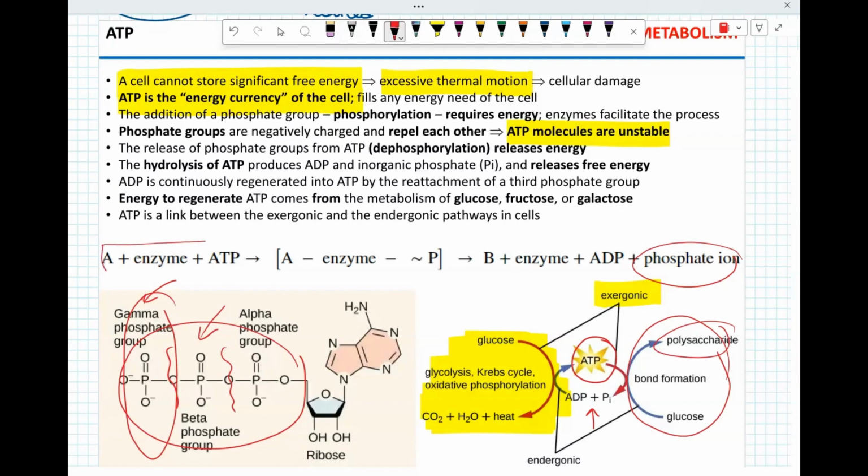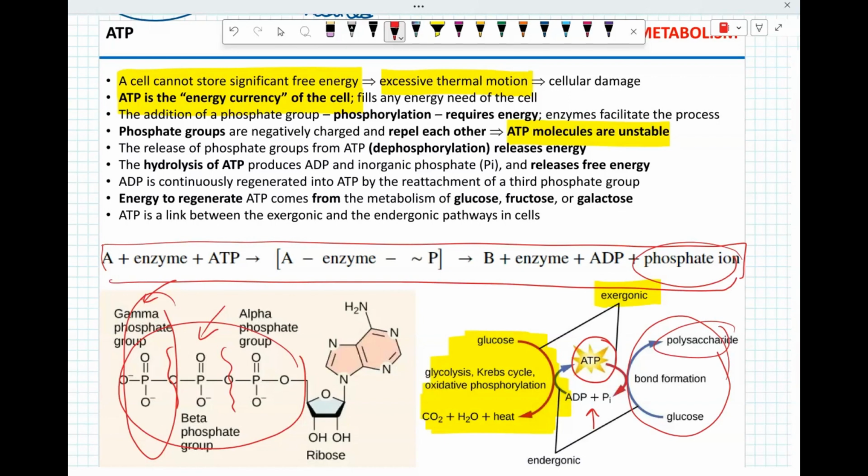So this shows you how the process of ATP hydrolysis and associated energy release is facilitated by enzymes. Molecule A, enzyme, and ATP form a transition complex. In that complex, phosphate is broken away from ATP, resulting in the release of energy. That energy release converts molecule A into molecule B. The enzyme comes out unchanged, and the products of ATP breakdown are illustrated here.